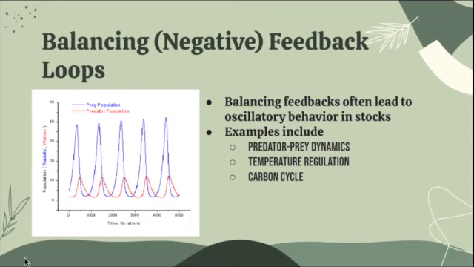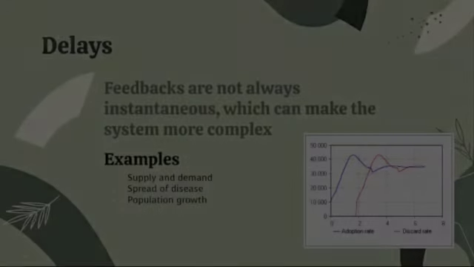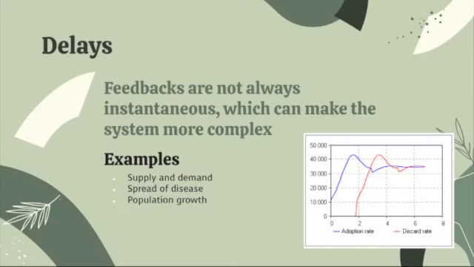Feedbacks are important for system modeling because they can lead to the kind of complex system behavior that other kinds of models may not be able to pick up on. One final important component of many system dynamics models are delays. Because feedbacks are not always instantaneous, it can make system dynamics more complex. For example, if there is an increase in demand for a product, there's a delay for manufacturing between when the demand increases and when the supply can match that demand.